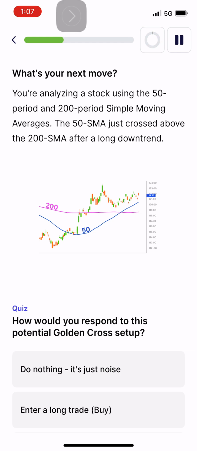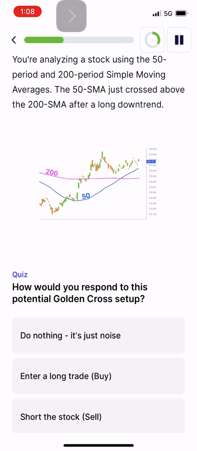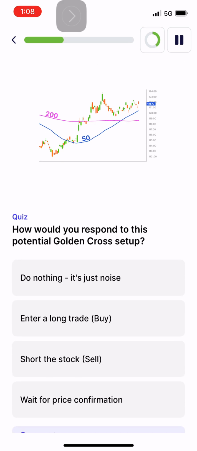Time for a quick quiz. You're analyzing a stock using the 50-period and 200-period simple moving averages. The 50 SMA just crossed above the 200 SMA after a long downtrend. How would you respond to this potential golden cross setup? Do nothing, it's just noise. Enter a long trade, buy. Short the stock, sell. Wait for price confirmation.